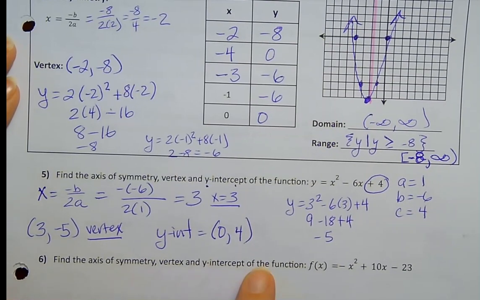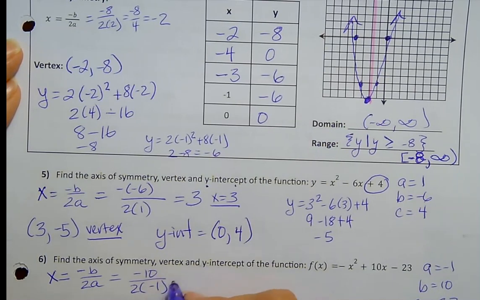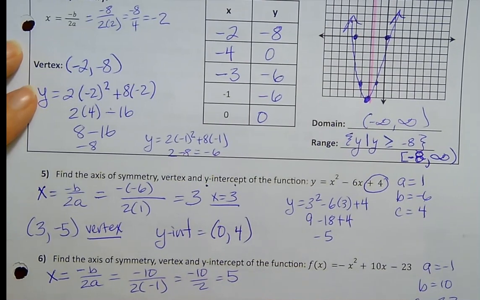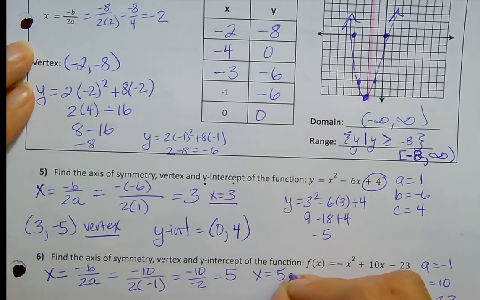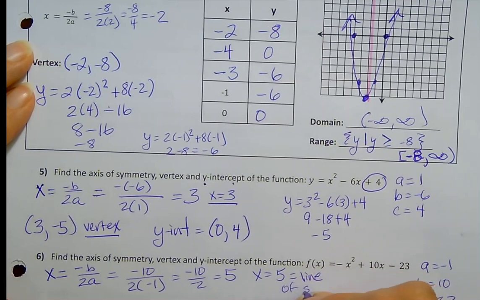Okay, find the axis of symmetry, the vertex, and the y-intercept here. So again, I know a equals -1, b equals 10, c equals -23, right? And so I know my vertical line is going to be at x equals -b over 2a. So that equals -10 over 2 times -1. Okay, so that's -10 over -2, which is 5. At x equals 5, I have a vertical line. So x equals 5 is the line of symmetry, or axis of symmetry.